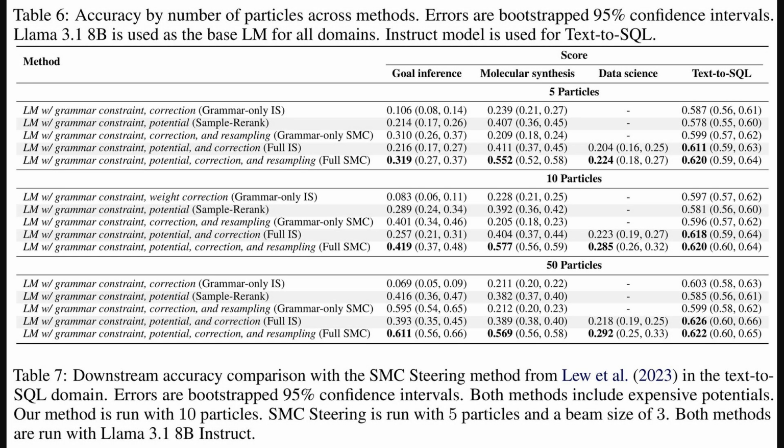So linking that approximation quality back to actual results. Table 6 here breaks down accuracy based on the number of particles used. We see results for 5, 10, and 50 particles across the tasks. Notice how full SMC, the last row in each block, consistently performs well. Importantly, it often achieves top scores with just 10 particles, demonstrating the efficiency gains over methods like importance sampling, which might need more particles to reach similar levels.